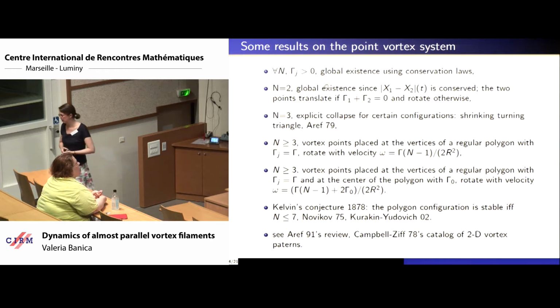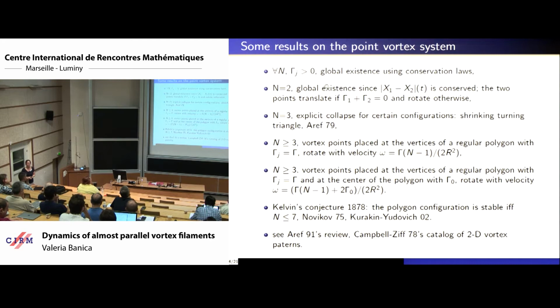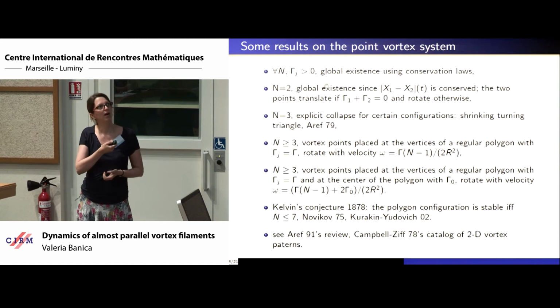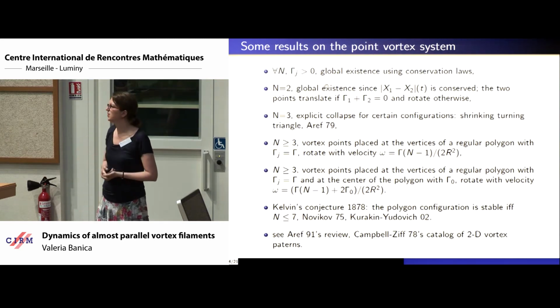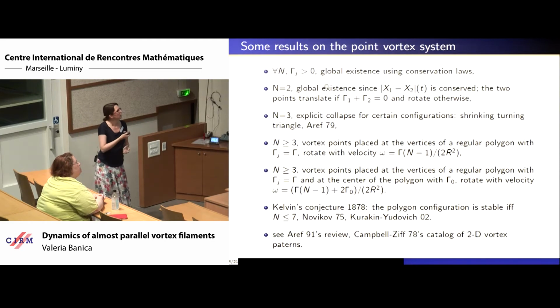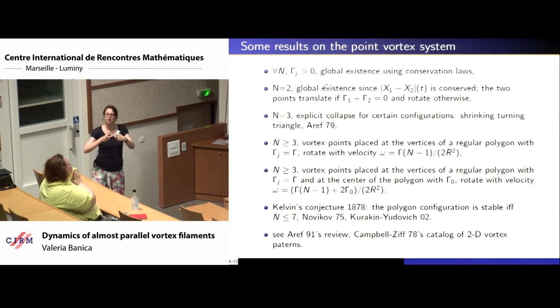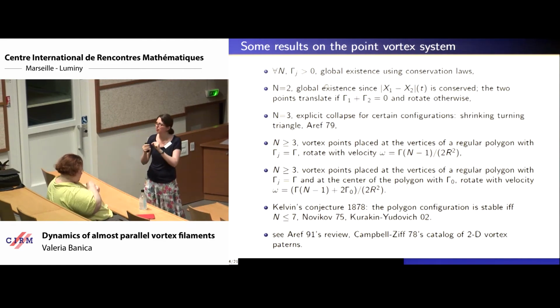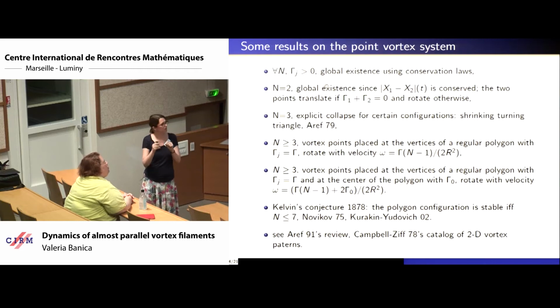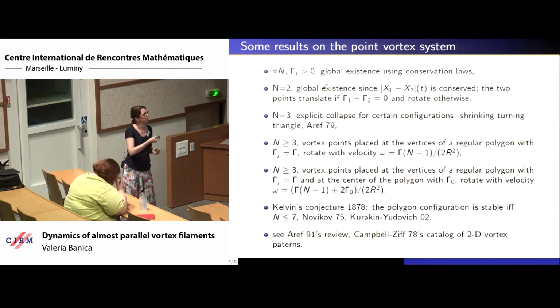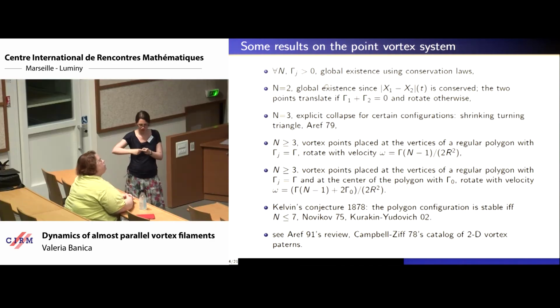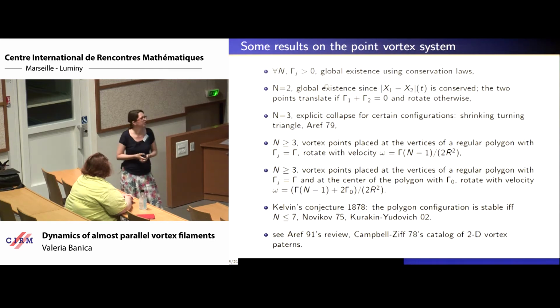Okay, so what's happening? As you can imagine, the more point vortices you put, the more complicated things get. So for n equals 3, already you have explicit collapse configurations. This was proved by RF. What you do is write the point vortex system in terms of the distances between the point vortices. And then you get a configuration in the shape of a triangle that turns and shrinks at the same time, and eventually everything collapses to one point.